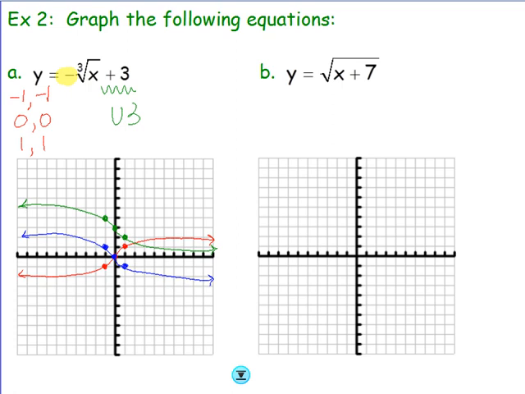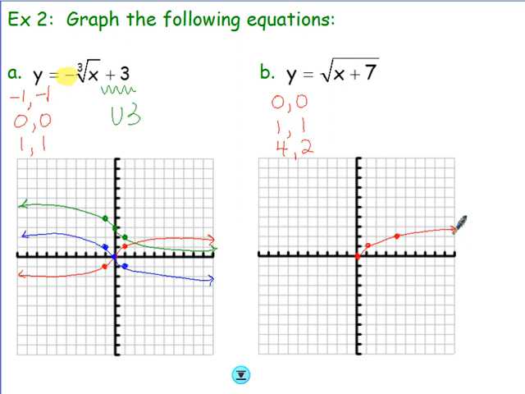B is a square root, so we're back to 0, 0, 1, 1, and 4, 2. So 0, 0, right 1, up 1, right 4, up 2. And again, nice, smooth curve.